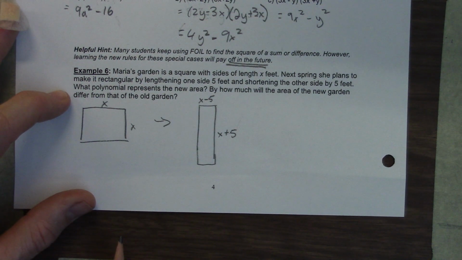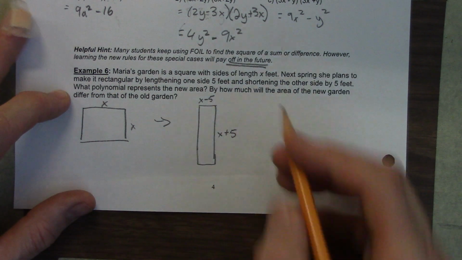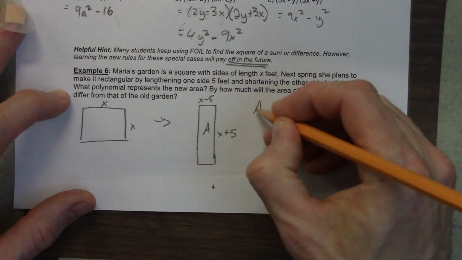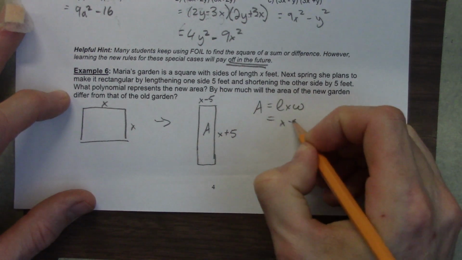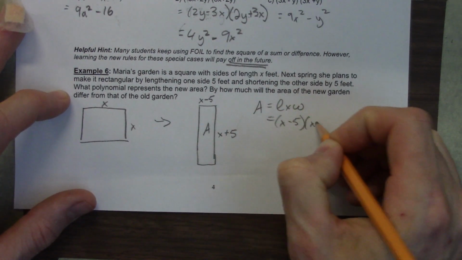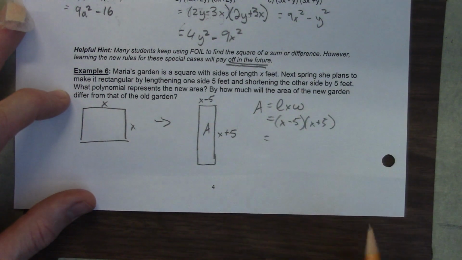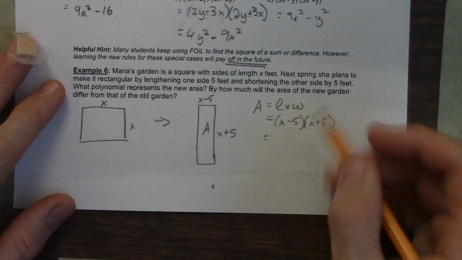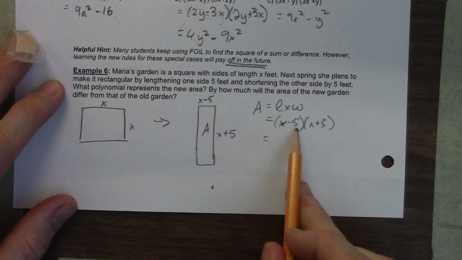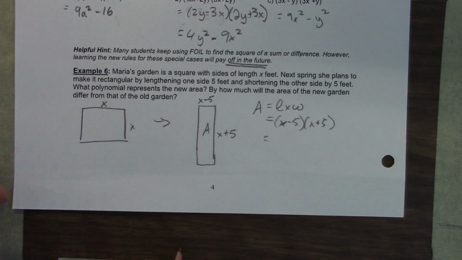What polynomial represents the new area? So the area is the inside here. It's length times width. It's going to be x minus 5 times x plus 5. So Chenier, using the shortcut, what is this? What's the answer to this? We're multiplying these two. X minus 5 times x plus 5.